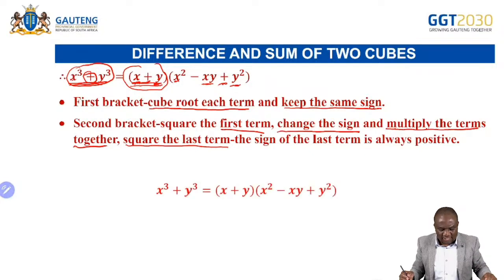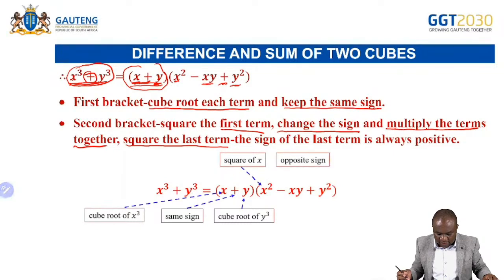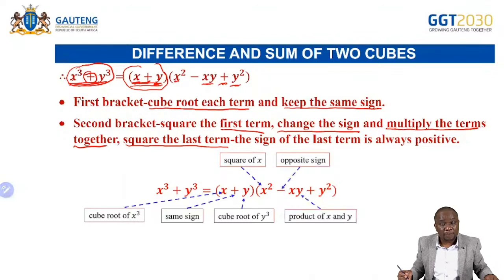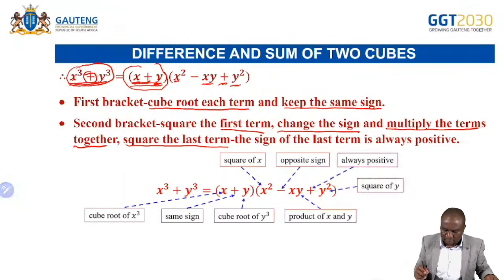And then it summarizes to this. I want you to just copy this. So here, the cube root of x cubed, same sign is plus, cube root of y cubed, that is the first bracket. Then second bracket: square x, change sign. If it is plus, it becomes minus. If it is minus, it becomes plus. And then multiply the two terms in the first bracket. And then always positive. And then you square the last term. In this case, we're squaring y. And this is how you factorize the sum of two cubes.